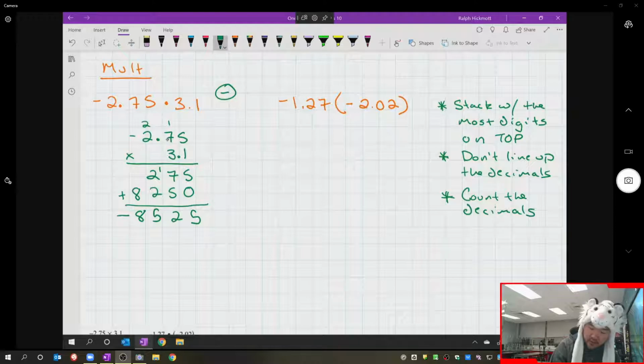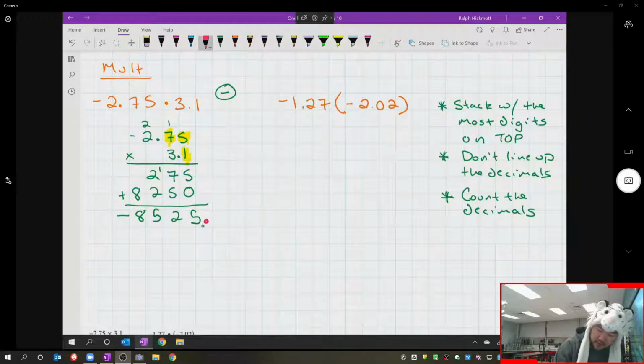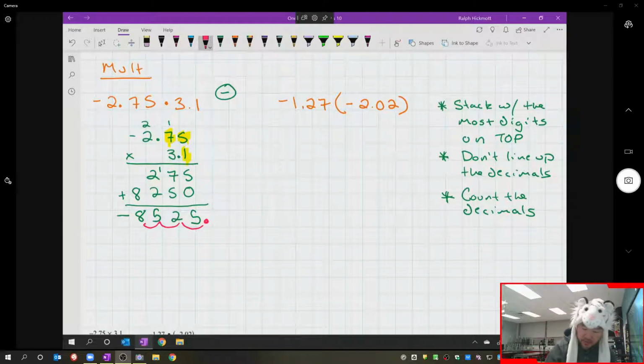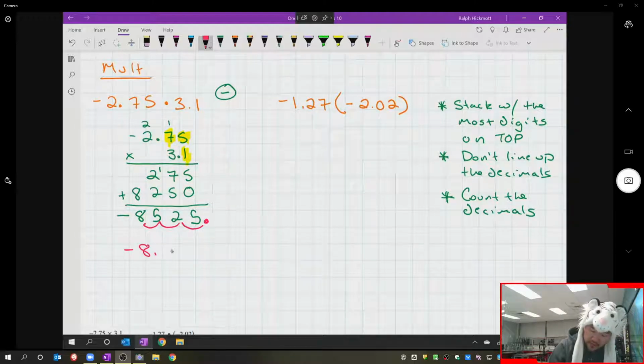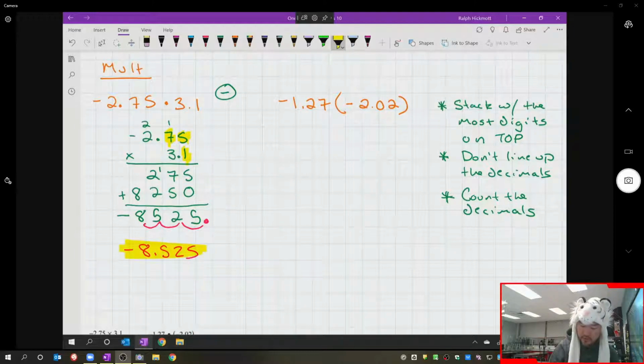There are 3 decimal places in the top. So I'm going to highlight those: 1, 2, 3. On the bottom, I'm going to move that decimal over 3: 1, 2, 3. That's the proper way of doing it. My final answer is negative 8.525. Everything looks pretty solid.